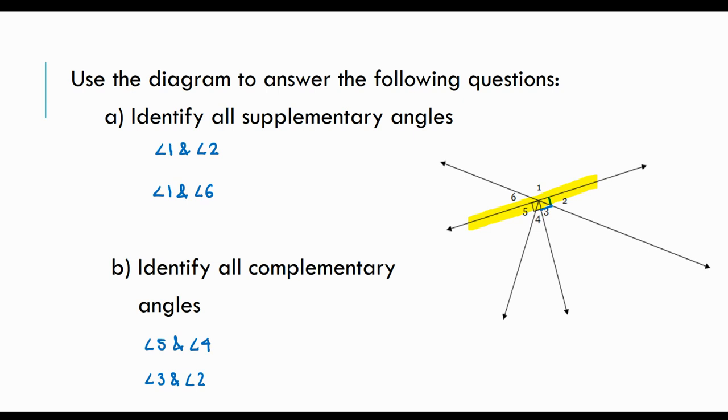There's no other right angles that we can assume from the picture, so we don't have any other pairs to identify as complementary.